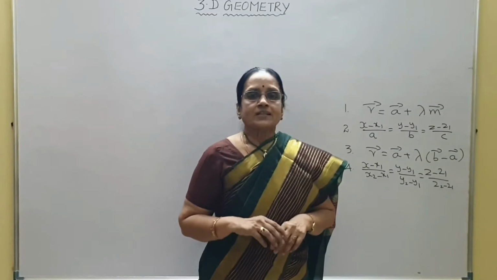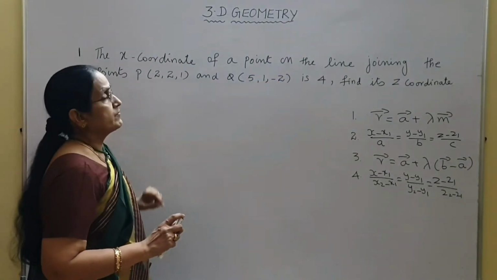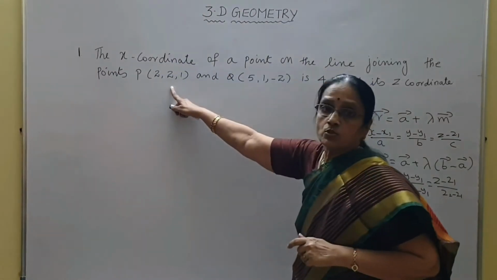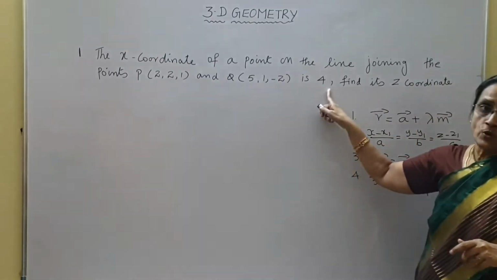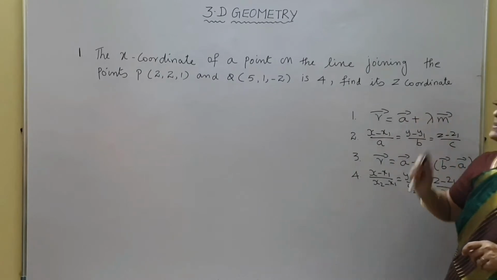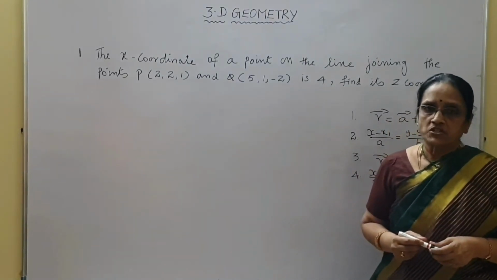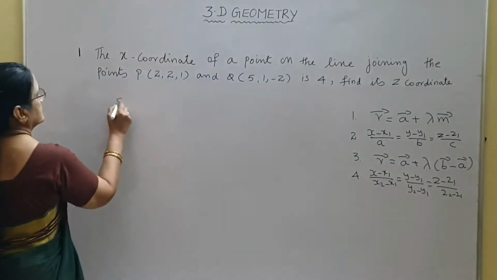Here we go. The first question goes like this. The x-coordinate of a point on the line joining the points P(2, 2, 1) and Q(5, 1, -2) is 4. You need to find its z-coordinate. This question was asked in the All India 2017 board examination. Let's do it now. Solution.